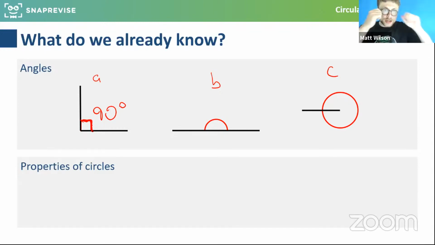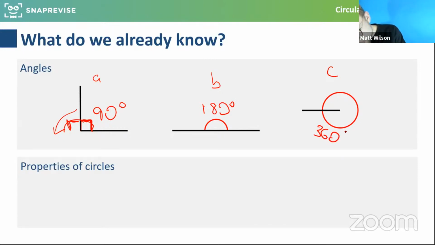Great, so A is a right angle, B is 180 degrees. Absolutely right. If you like, it's like doubling this one, adding another right angle on. So double of 90 is 180. Good. And the last one is 360. Yeah, really good. So 360 degrees is a full circle. If you like, that's kind of the most important angle.